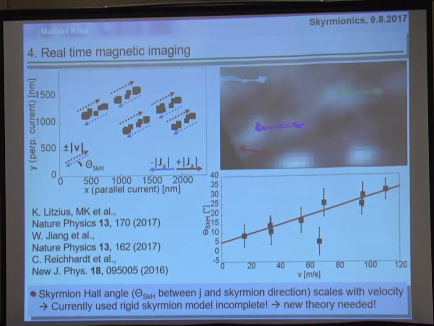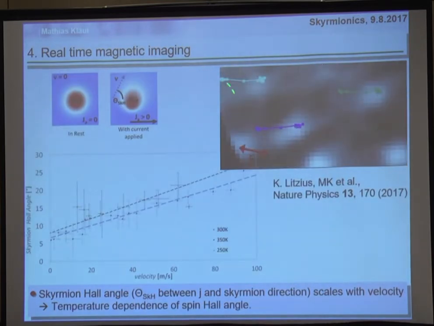And there are different theoretical models. One you'll hear about in the next talk. And the one that I'm going to put forward here is based on the skyrmion deformation together with the field-like torque that can explain this change in the skyrmion Hall angle with velocity. And we've measured it at different temperatures, and we see it's rather constant, not dependent.